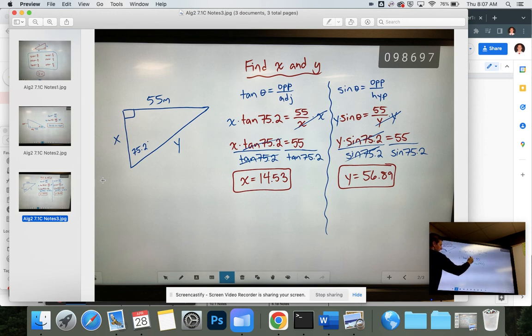Now on the left side, that's just going to cancel out. And on the right side, we have a fraction that we can type into our calculator. So you just do 55 divided by tangent of 75.2. 14.53. And what would be the label on there? Meters. So we just solved for x. I want you to try to solve for y and then check your answer with mine on the board.